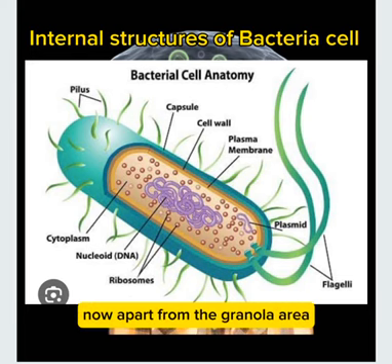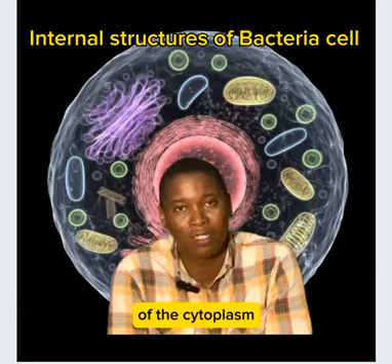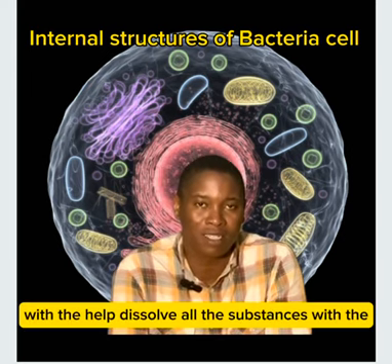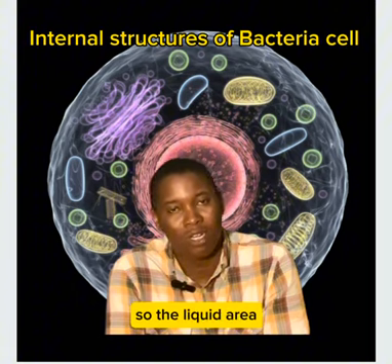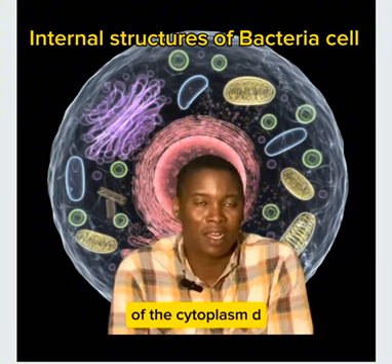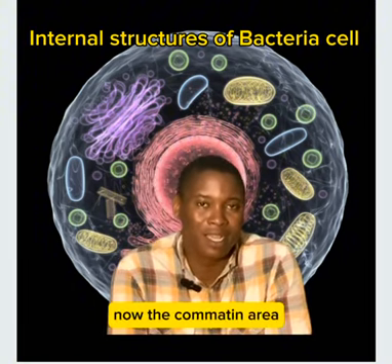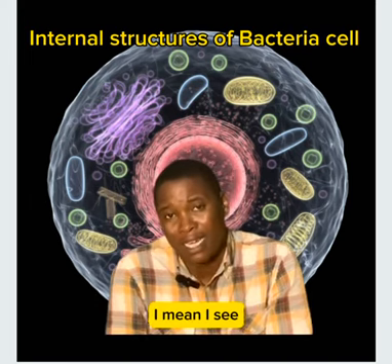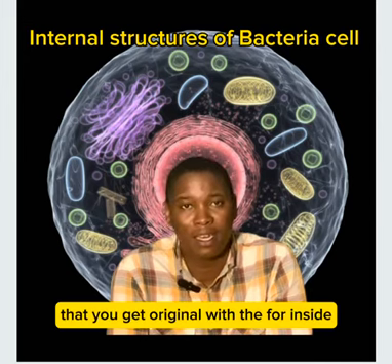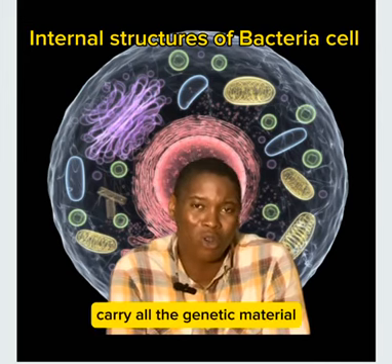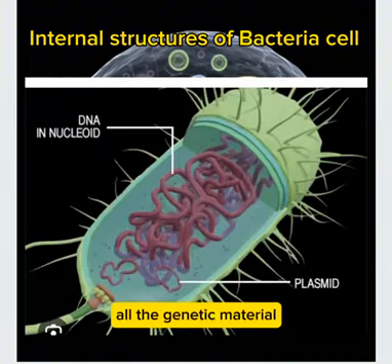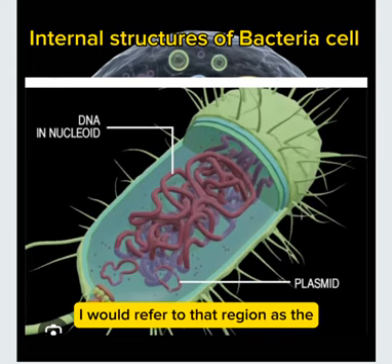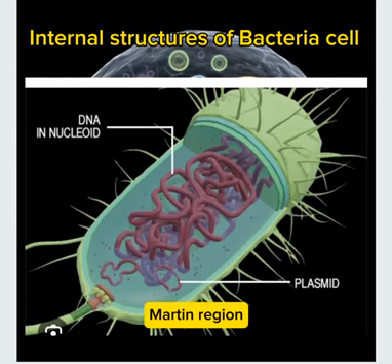Now, apart from the granular area, we also have the liquid area of the cytoplasm. The cytoplasm has liquid that helps dissolve all the substances inside the cell. So the liquid area of the cytoplasm is there. Now the third part is the chromatin area. What that means is that there is a region inside the cytoplasm that carries all the genetic material. All the genetic material the bacterial cell has is in that third region, and we refer to that region as the chromatin region.